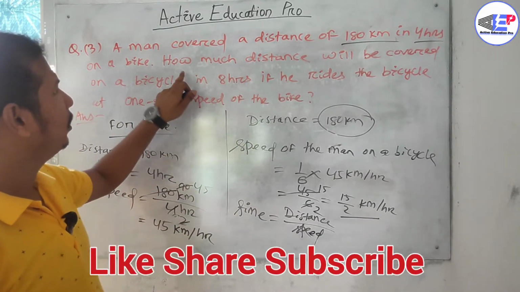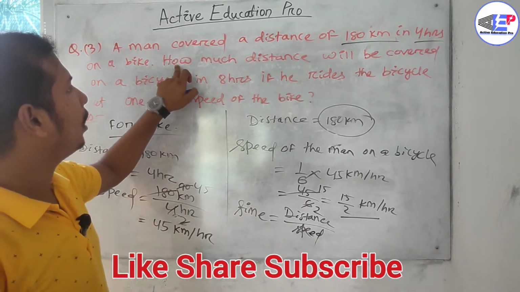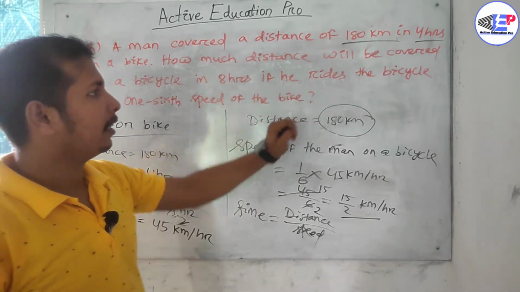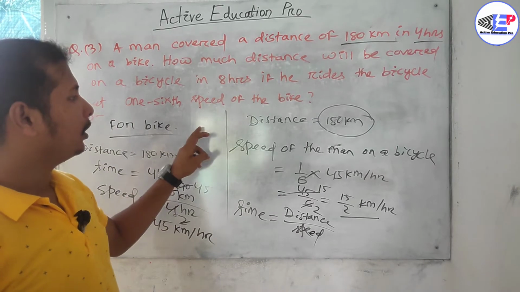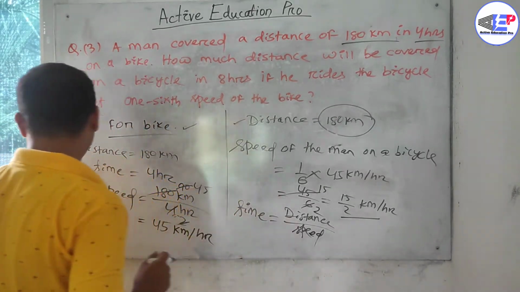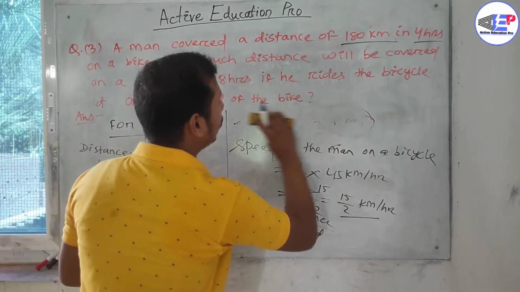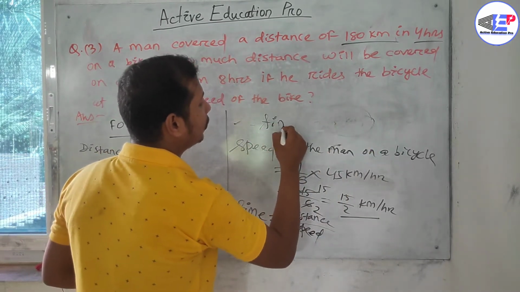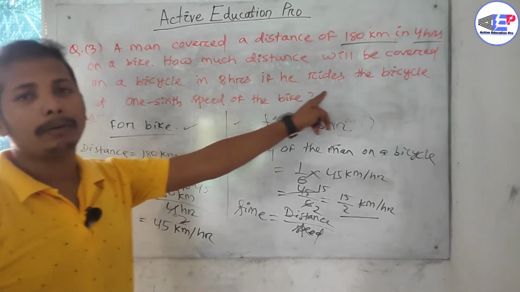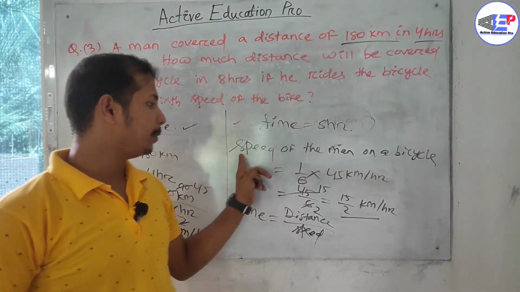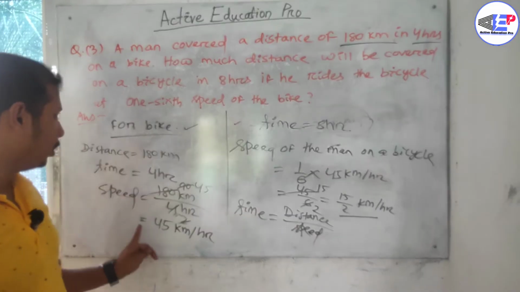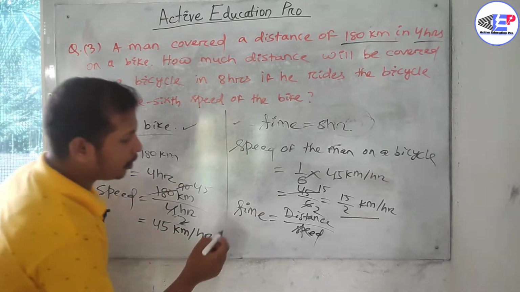Here, the question is to find out the distance covered by the bicycle in 8 hours. Here the distance between the two cases, for bike and bicycle, is not the same. Here it is given that the time is 8 hours. We have to find out the distance covered by the bicycle in 8 hours with a speed of 15 by 2 km per hour, which is 1/6 the speed of the bike. So we have to find out the distance.